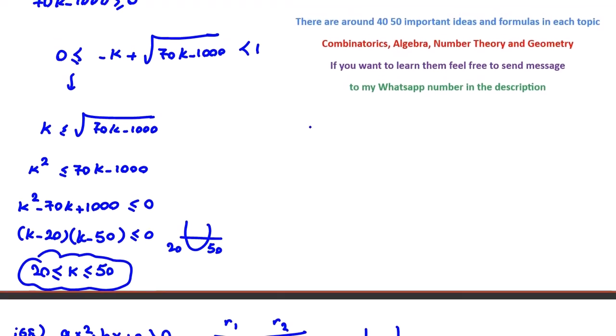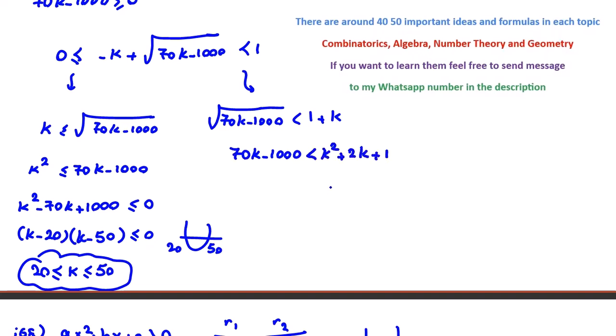Okay, now let's consider this part. If we consider this part, root 70k minus 1000 is less than 1 plus k. If we raise it to the power of 2, 70k minus 1000 is less than k squared plus 2k plus 1. So k squared minus 68k plus 1001 is greater than 0. Okay, so try to find all possible k's for this part first on your own.